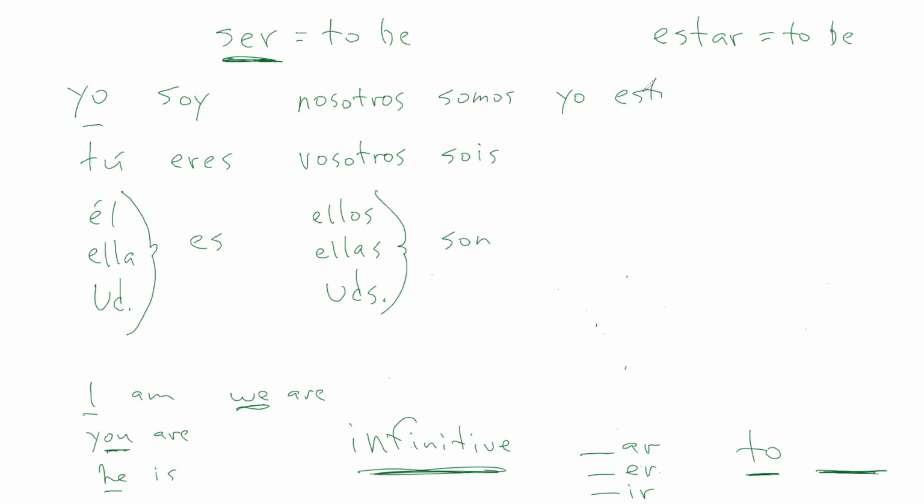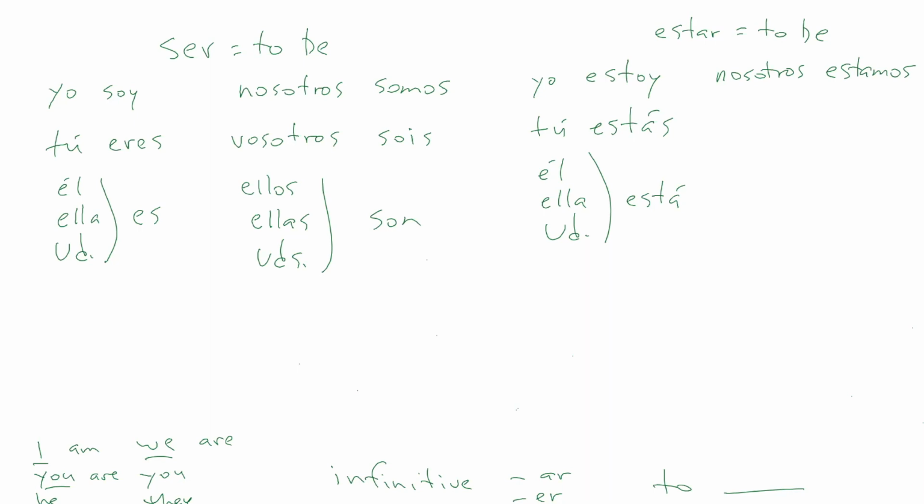Yo estoy. Great. Tú estás. Él está. Ella está. Usted está. Nosotros estamos. Great. Together. So after nosotros estamos, the plural of you, again, is you or y'all.